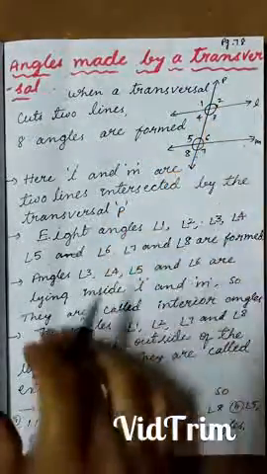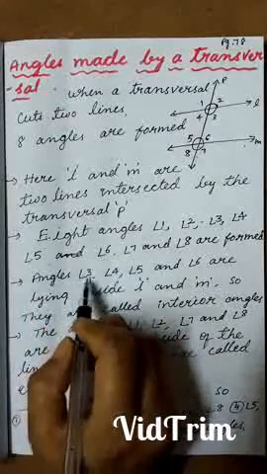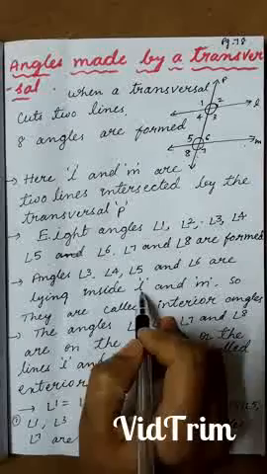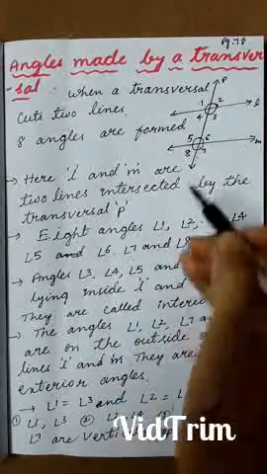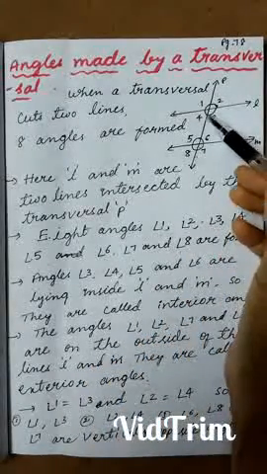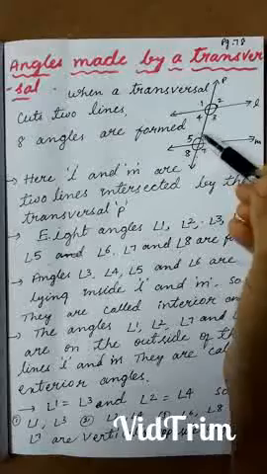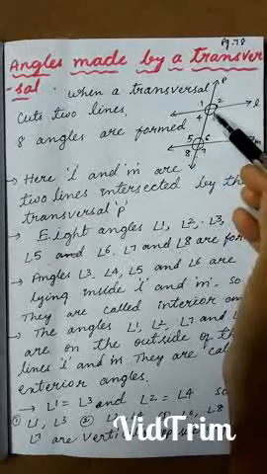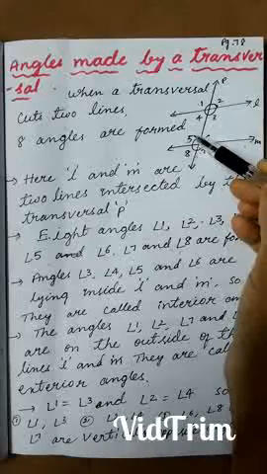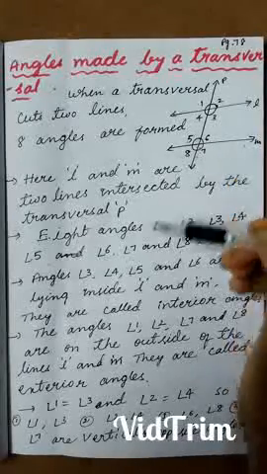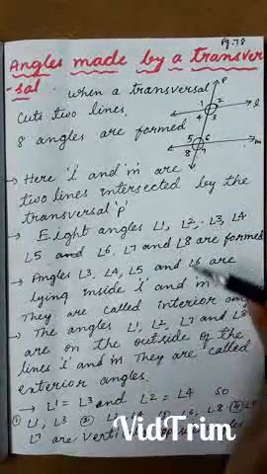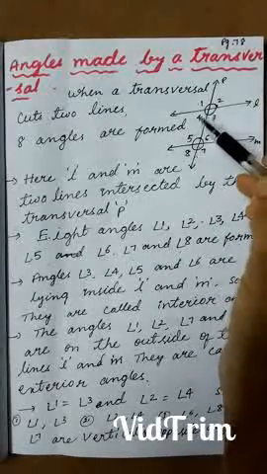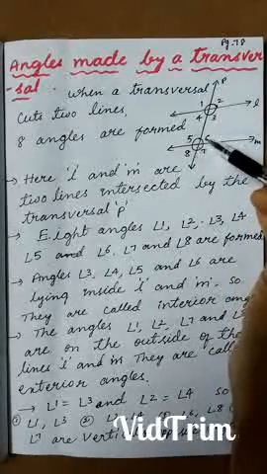Now next, angles 3, 4, 5 and 6 are lying inside L and M. Are you observing, children? 3, 4, 5, 6 are inside. What can we call these? They are called interior angles. Angle 3, angle 4, angle 5 and angle 6 are the interior angles.